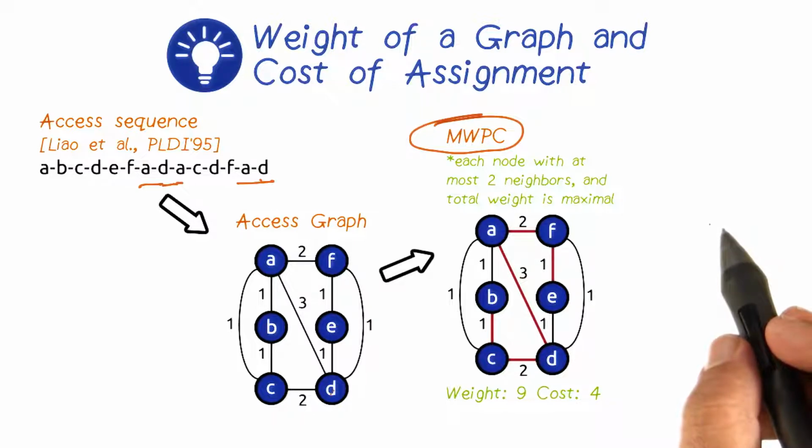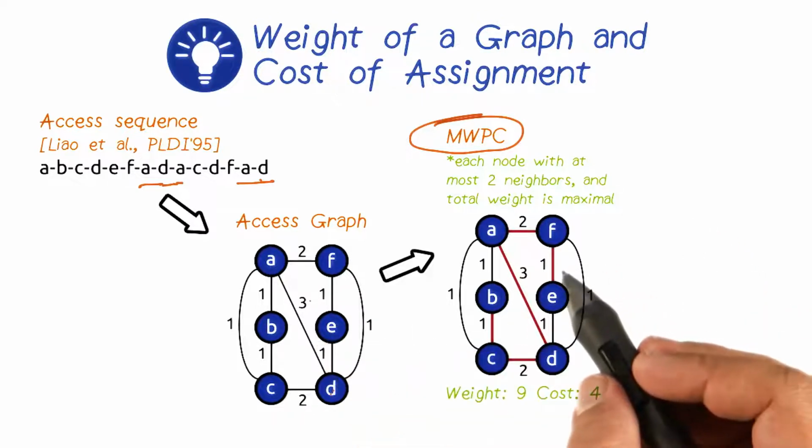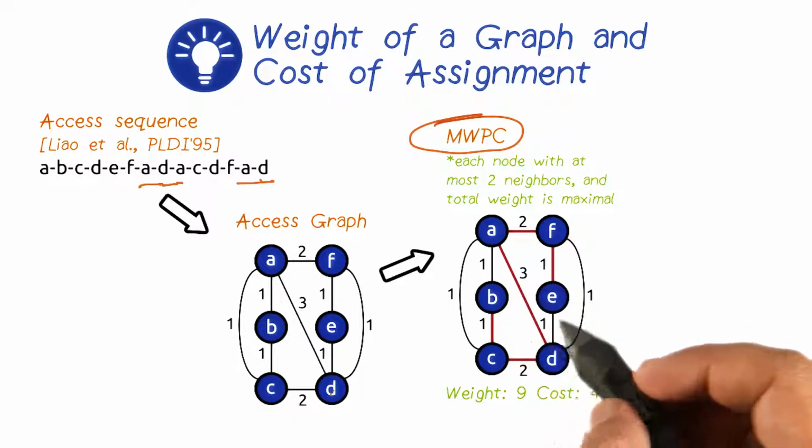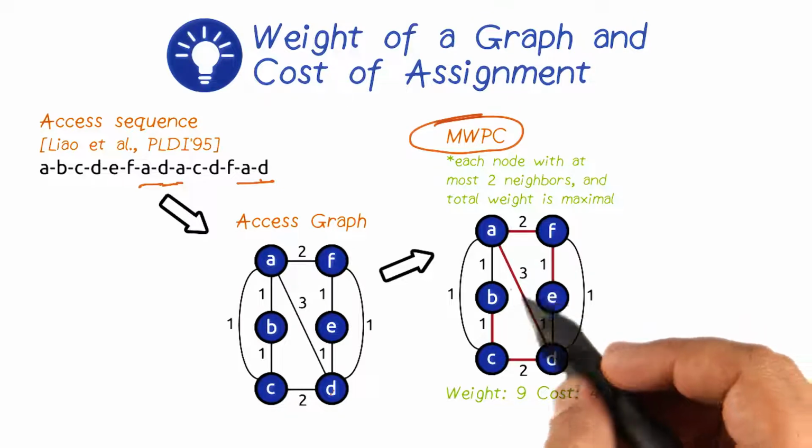Again, what is the problem here that we define? We have an access graph and we want to pick that cover such that the sum of the edges there is maximum amongst different possible covers.